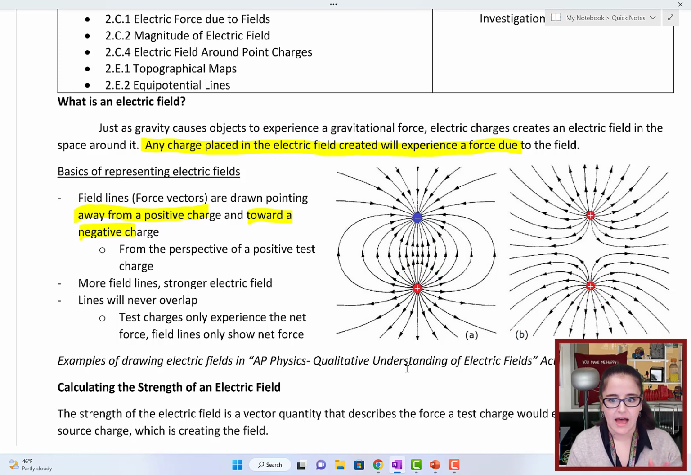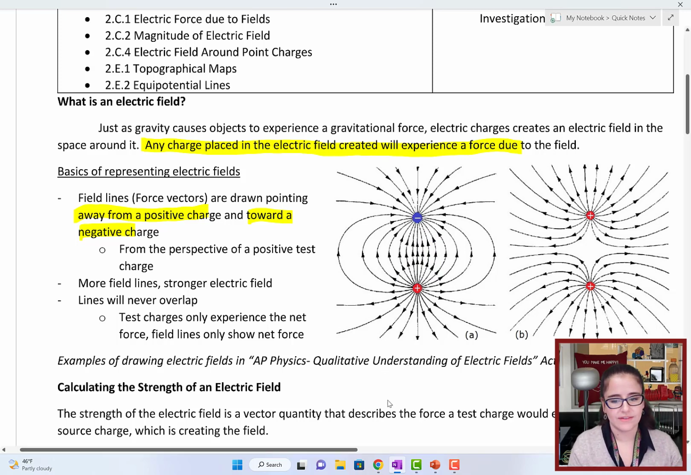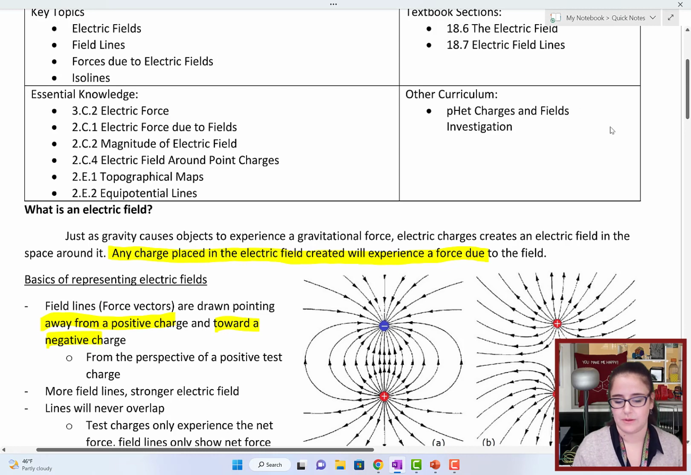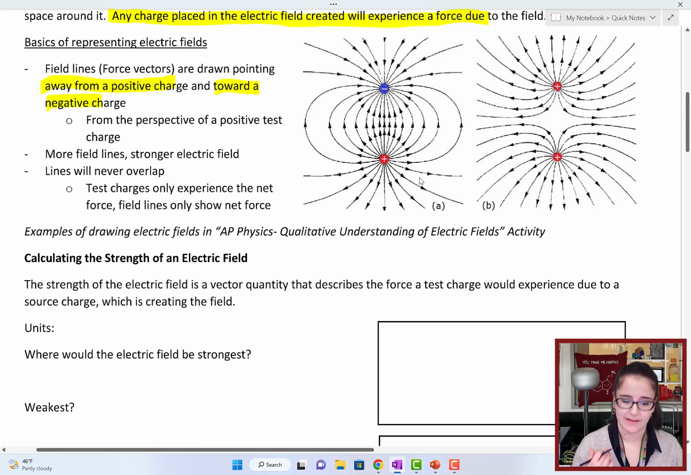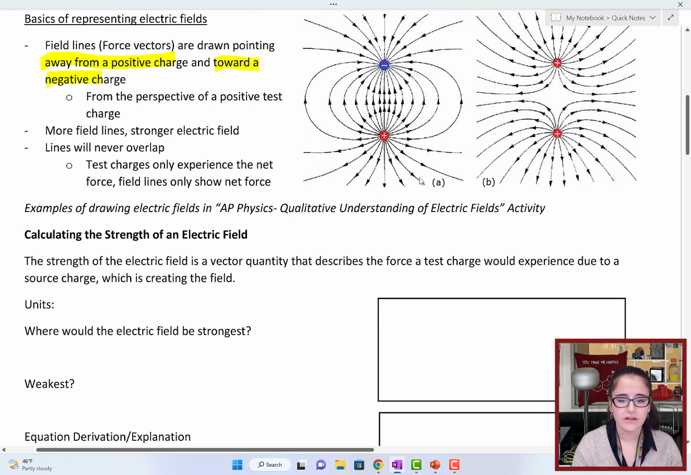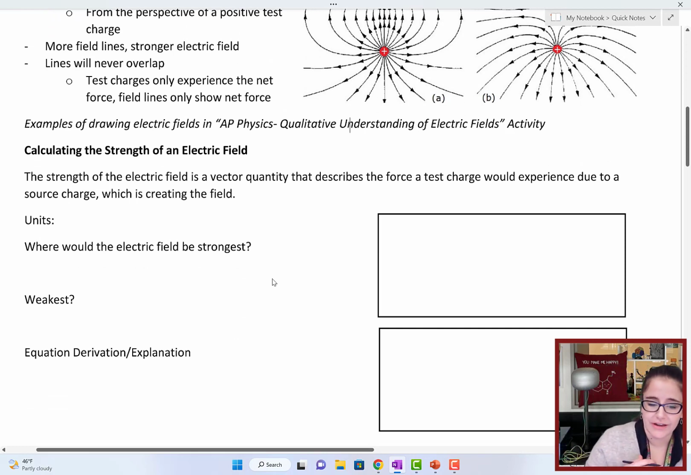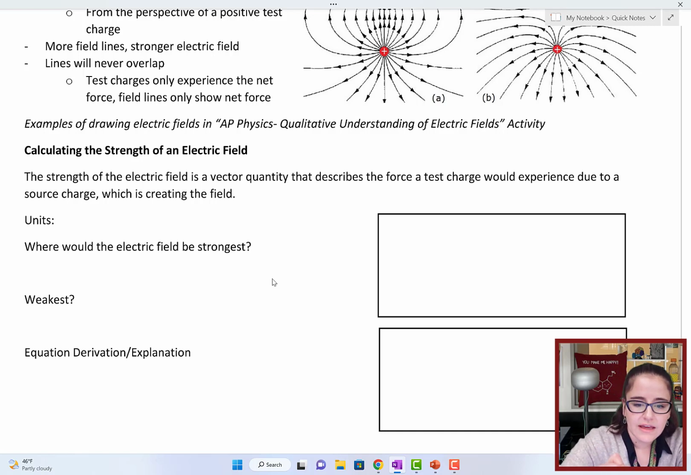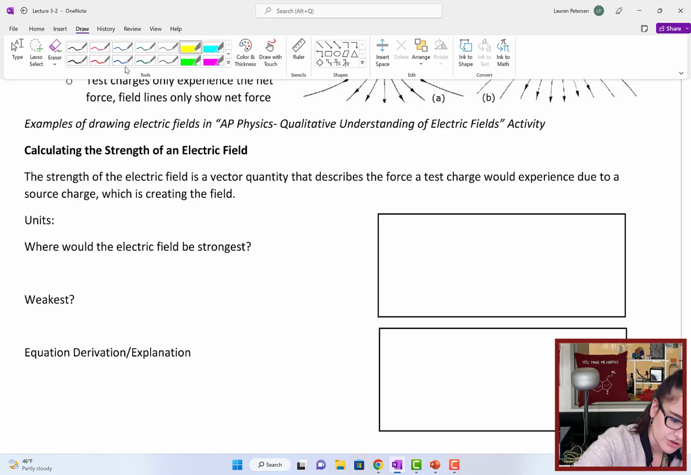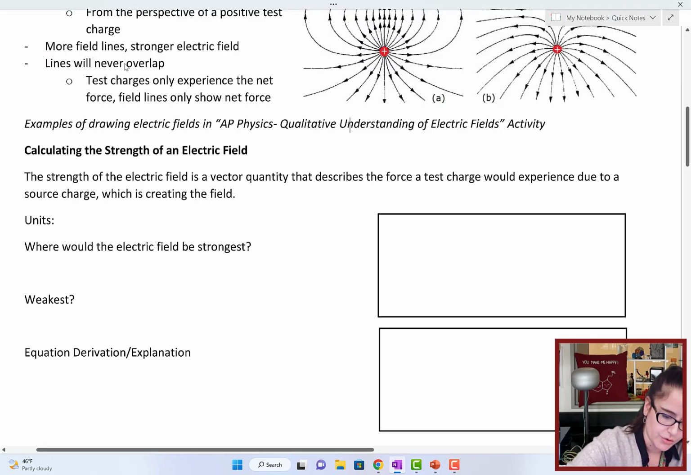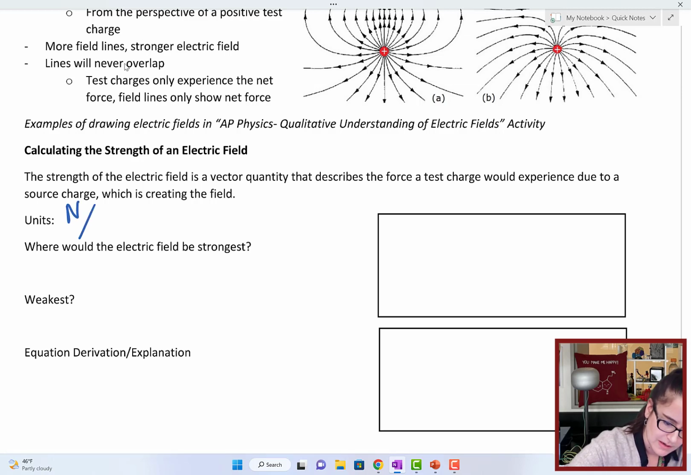I highly recommend you see what these look like in the PhET charges and fields simulation. So if we wanted to quantitatively calculate the strength of that electric field, it's the force that a charge would experience due to the charge that is creating the field. So its units are force per unit charge, newtons per coulomb.